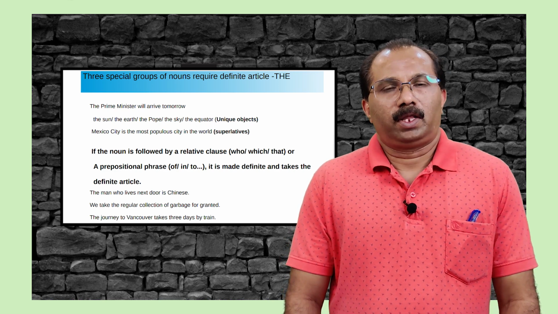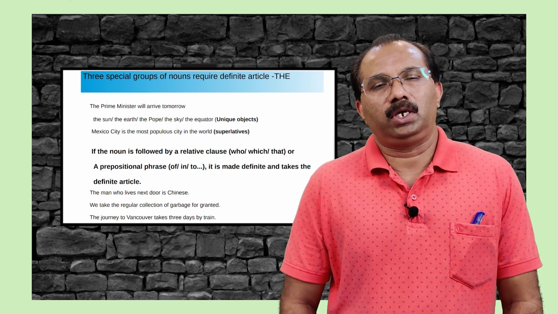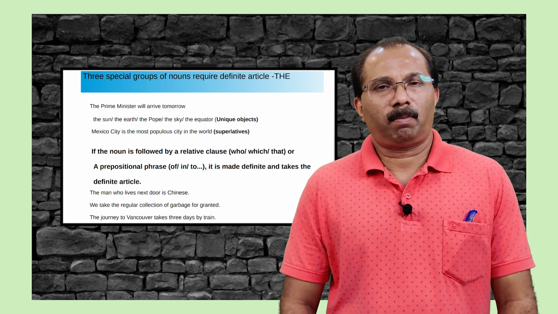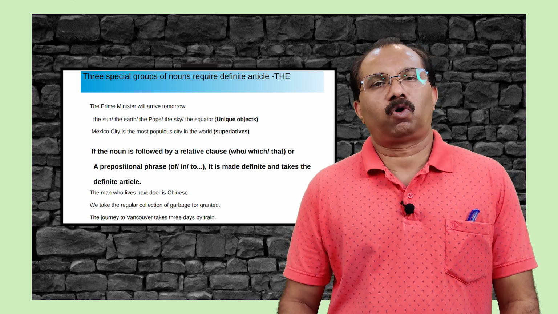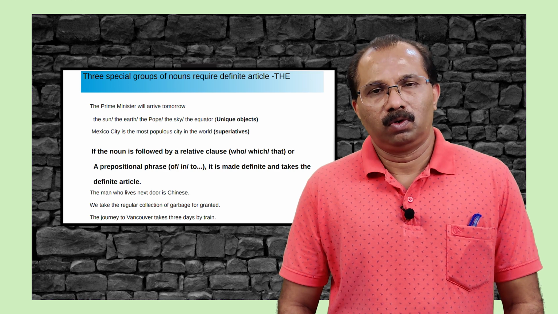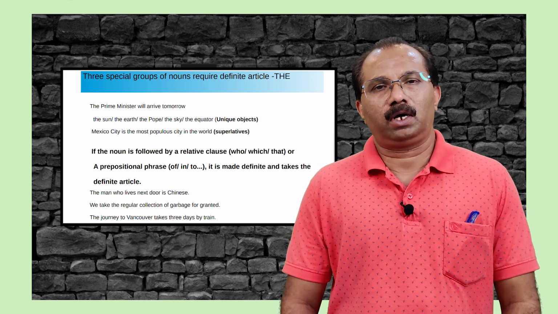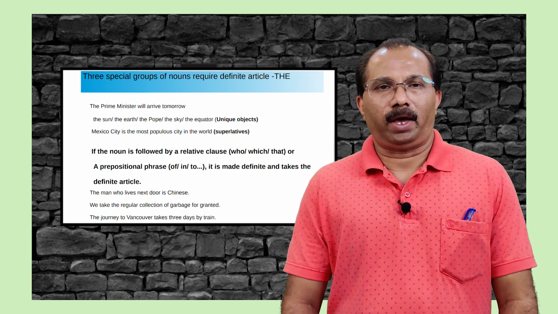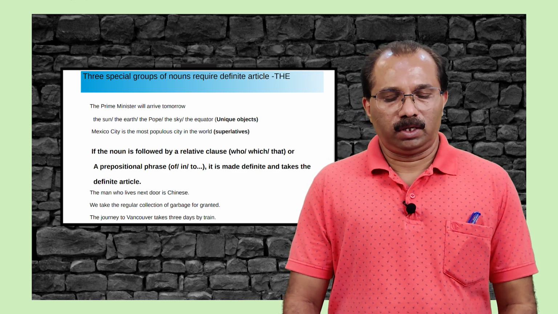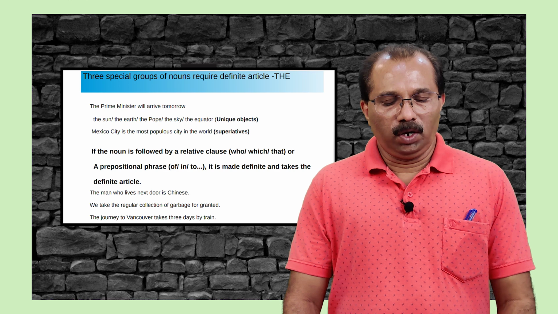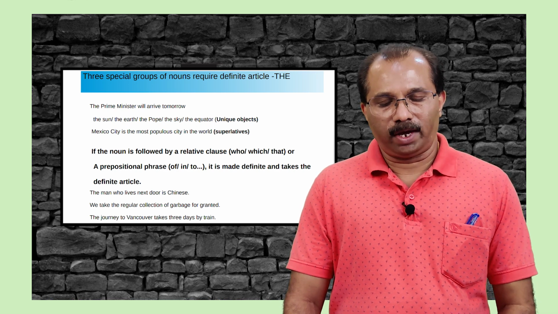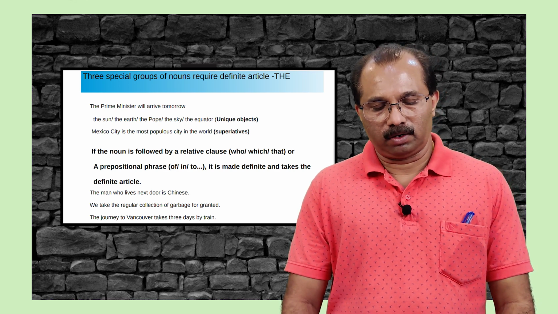For example, the man who lives next door is Chinese. The man who lives. The man is followed by the relative pronoun who, so it is already made definite. So we have to use the definite article: the man. Okay, see another example. We take the regular collection of garbage for granted.